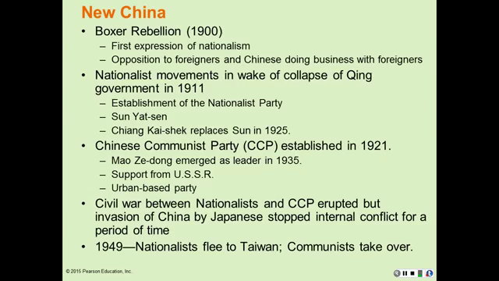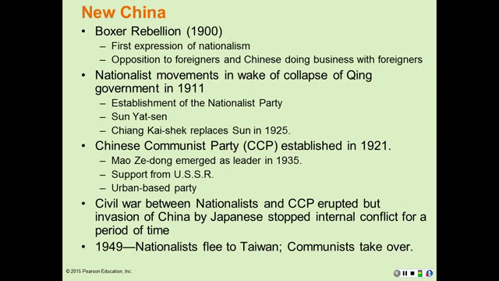Later, Chiang Kai-shek replaced Sun in 1925. In the meanwhile, the Chinese Communist Party formed, established in 1921. Mao Zedong emerged as the leader in 1935. It developed with support from the USSR and became an urban-based party with strong economic support. A civil war between the nationalists and the CCP, or the Chinese Communist Party, erupted, but the invasion of China by the Japanese just prior to the Second World War stopped internal conflict for a period of time.